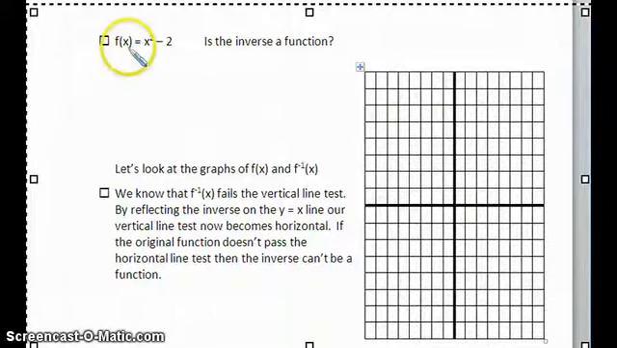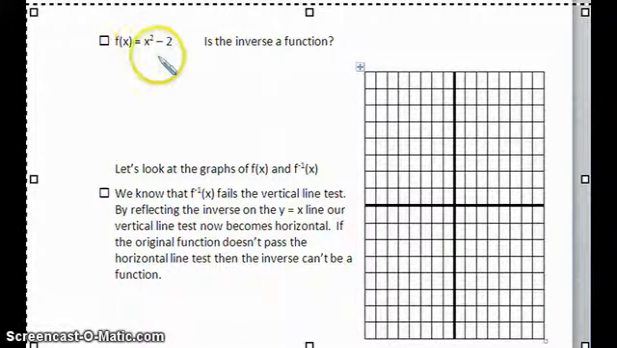Here's a function, f of x equals x squared minus 2. I want to know, is the inverse a function? But I don't want to take the time to calculate the inverse, that means swap the x's and y's, and go through and plot that graph. I want to know just by looking at this graph.